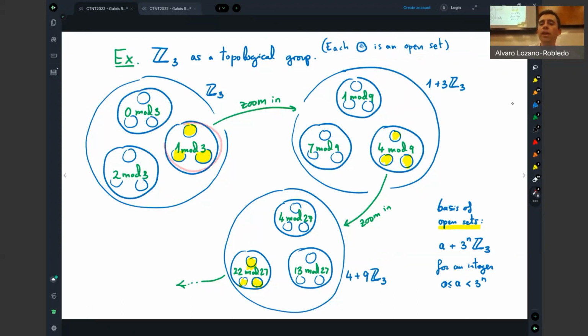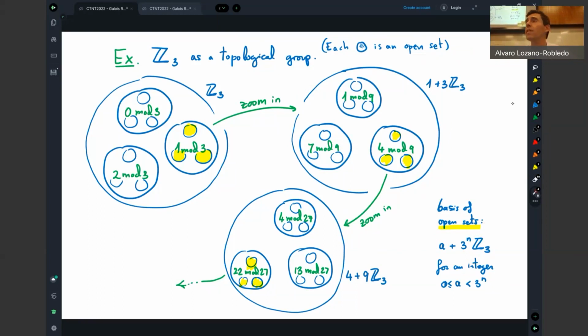And in the 1 mod 3, there are the ones that are 1 mod 9 or 7 mod 9 or 4 mod 9. Those are open sets also. And then I can zoom in into these and I get more open sets like this. So a basis for the open sets are things of this sort. Pick an integer and pick a positive integer n, or a non-negative integer n, and then that subset of the triadics will be an open ball in the triadics. Okay, and so again, that's a basis of open sets.